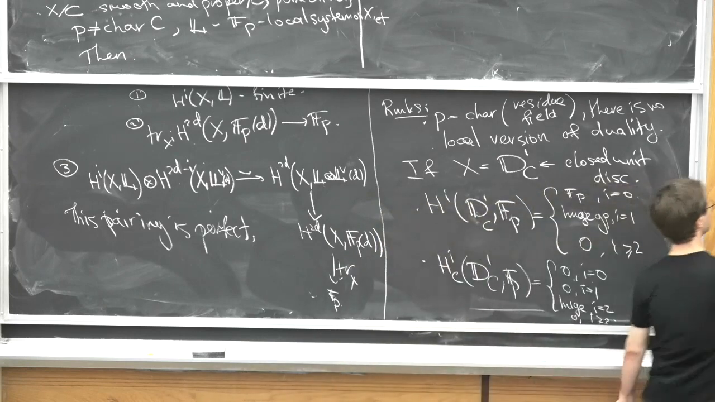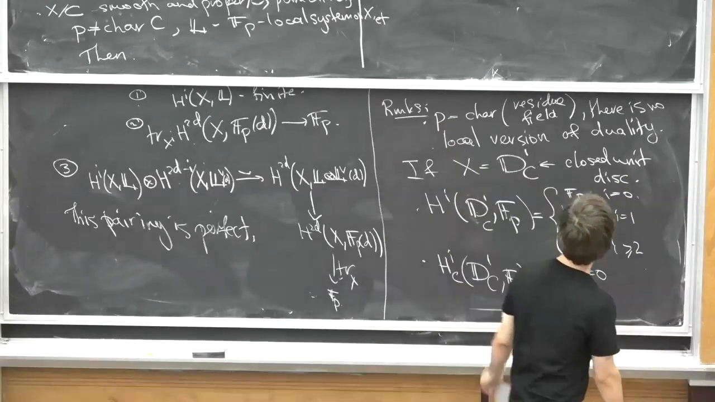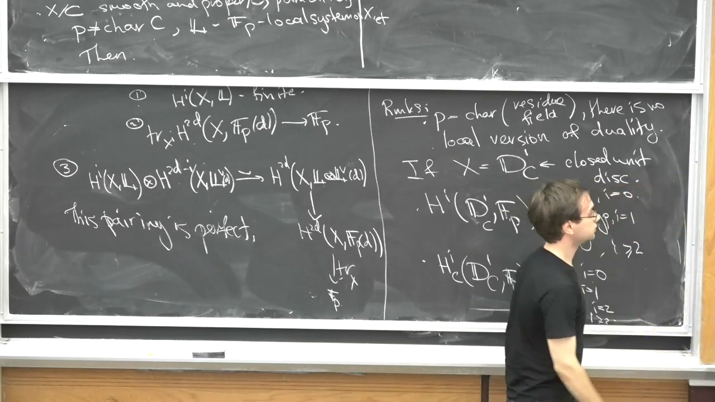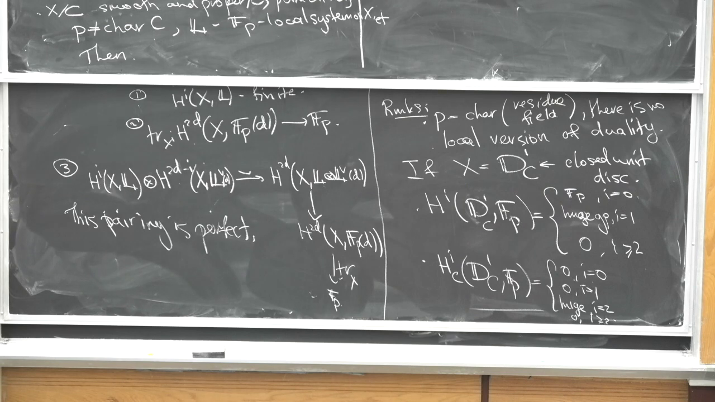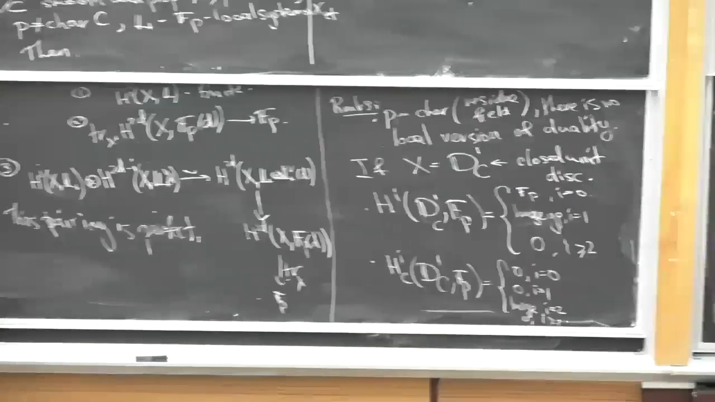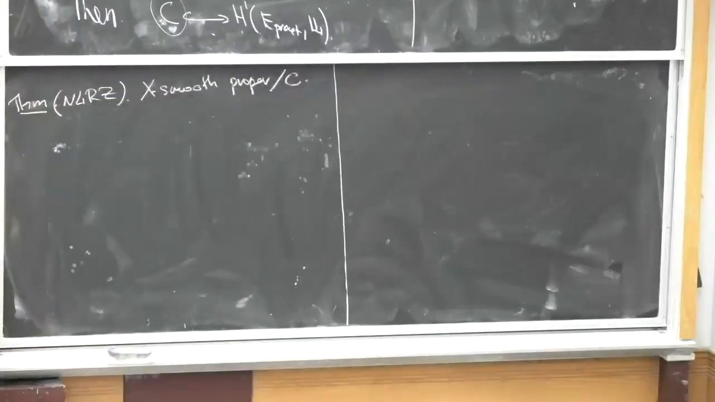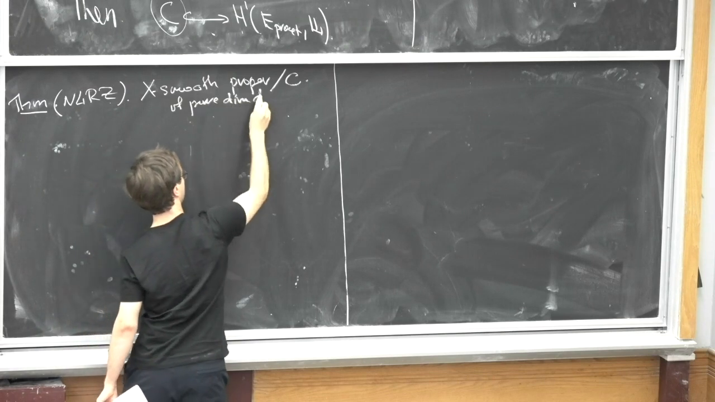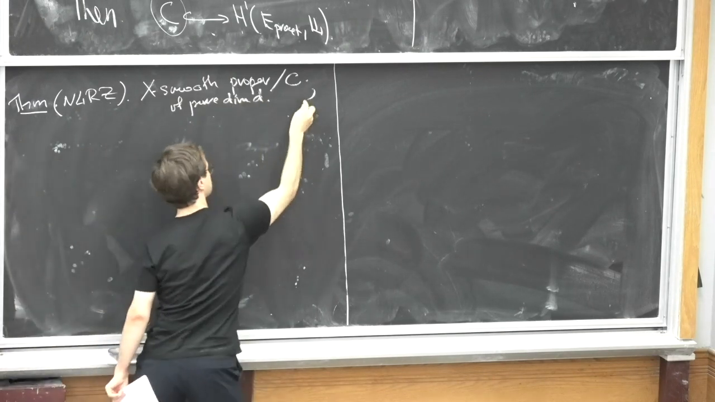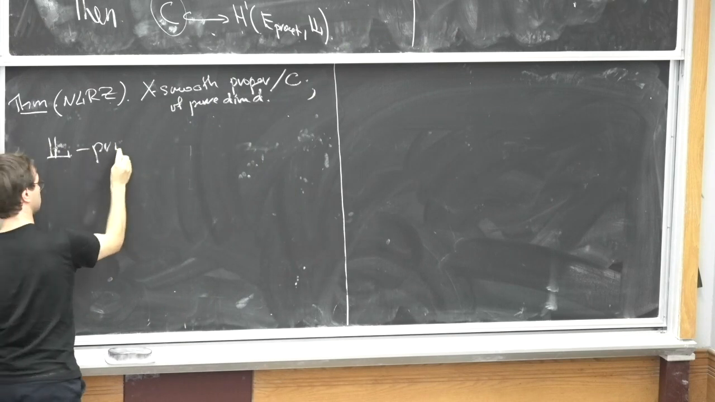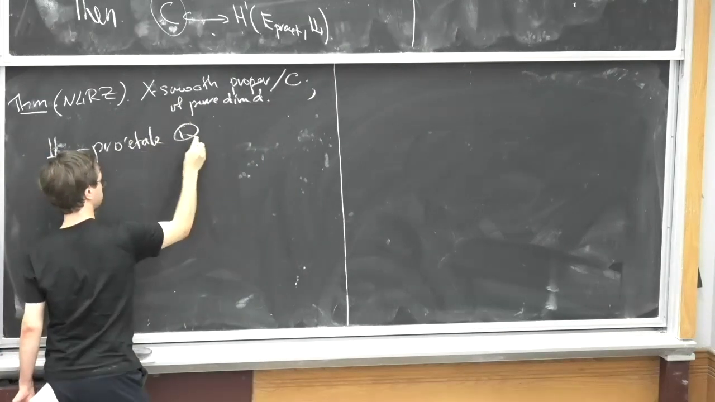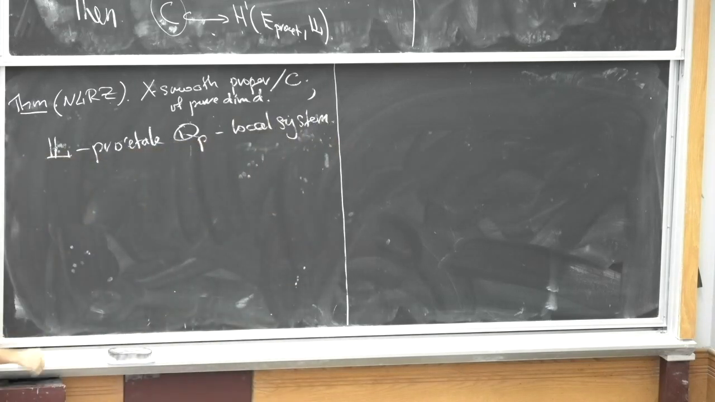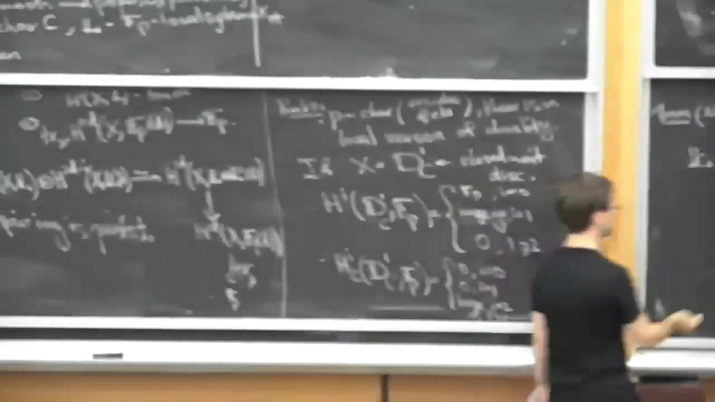Okay, so the theorem of the second project is that, so X is a smooth proper variety over C, of pure dimension d. L is a pro-étale Q_p local system. And so then there are two results.